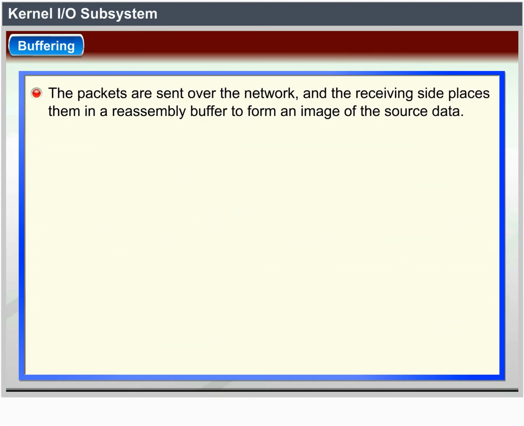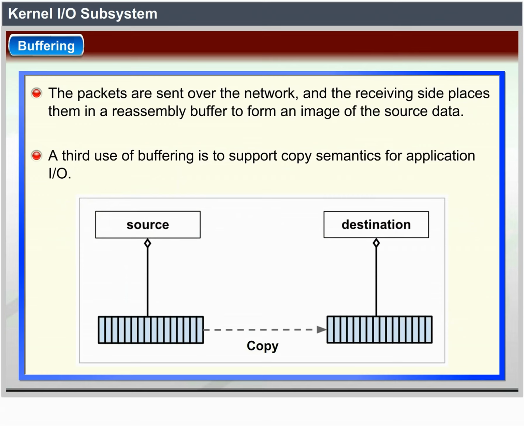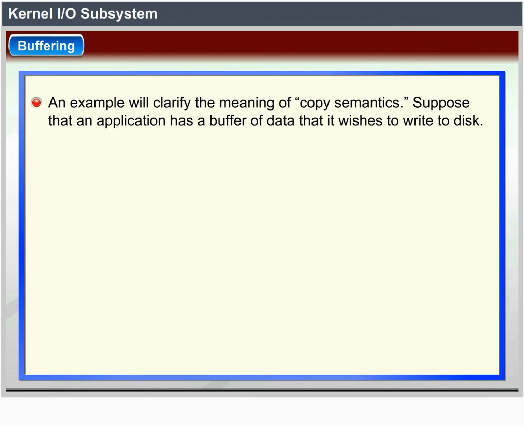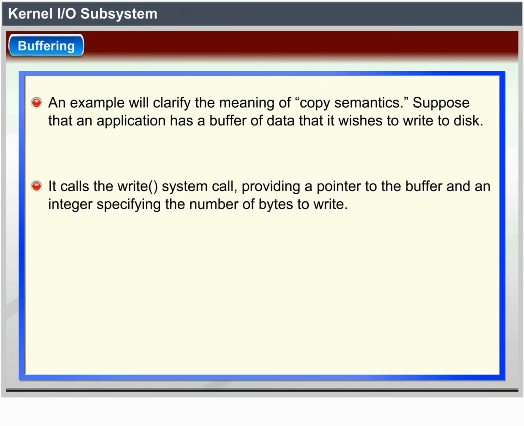A third use of buffering is to support copy semantics for application input-output. An example will clarify the meaning of copy semantics. Suppose that an application has a buffer of data that it wishes to write to disk. It calls the write system call, providing a pointer to the buffer and an integer specifying the number of bytes to write. After the system call returns, what happens if the application changes the contents of the buffer?